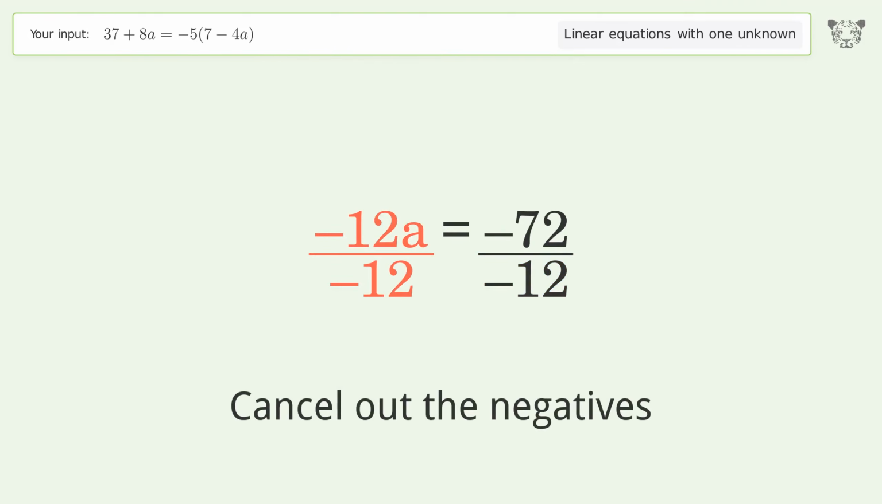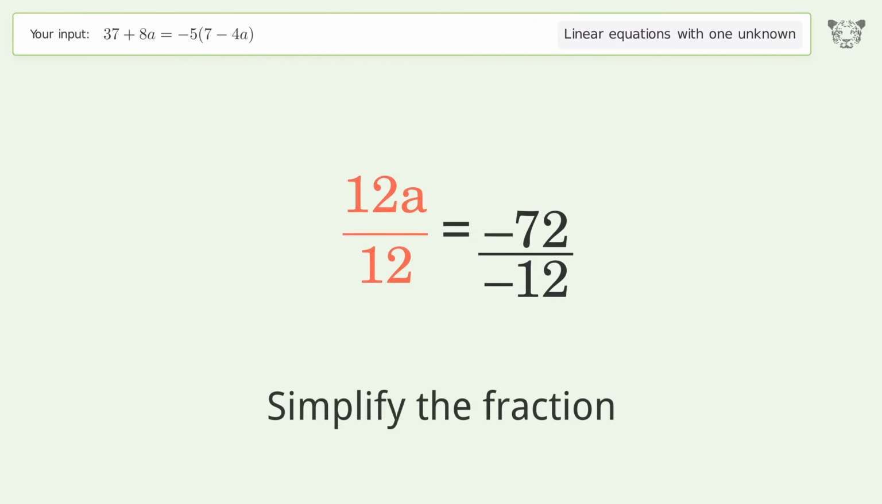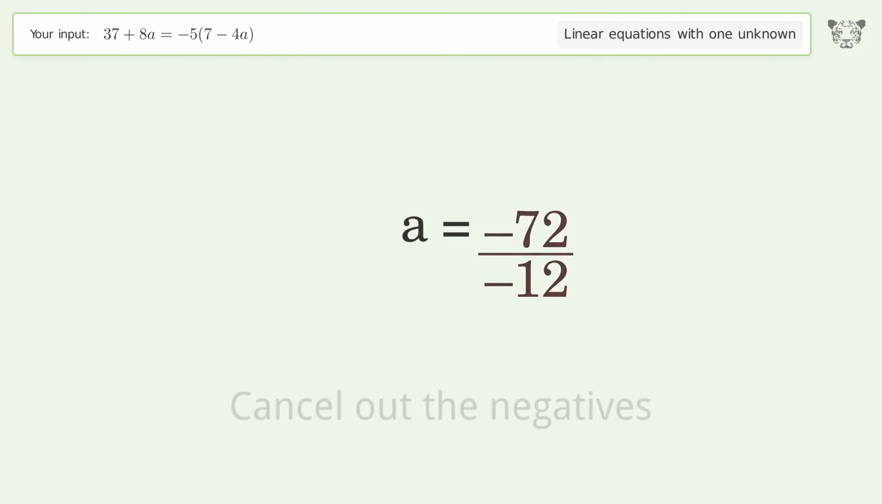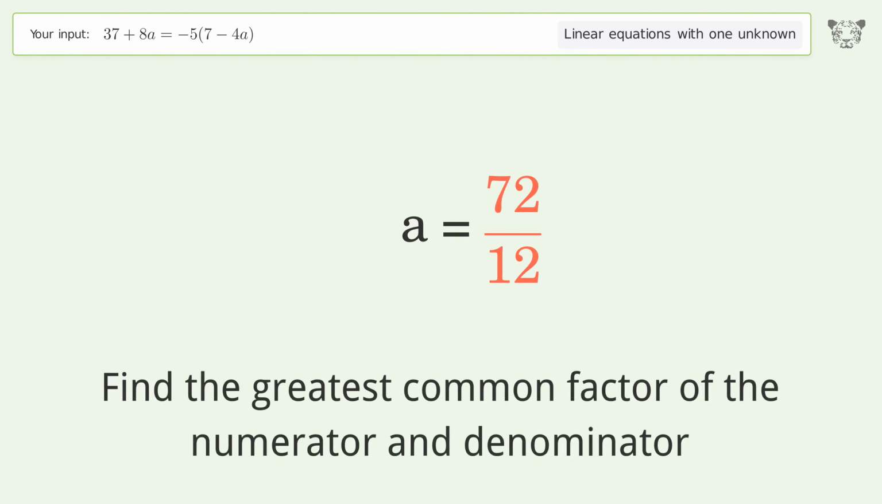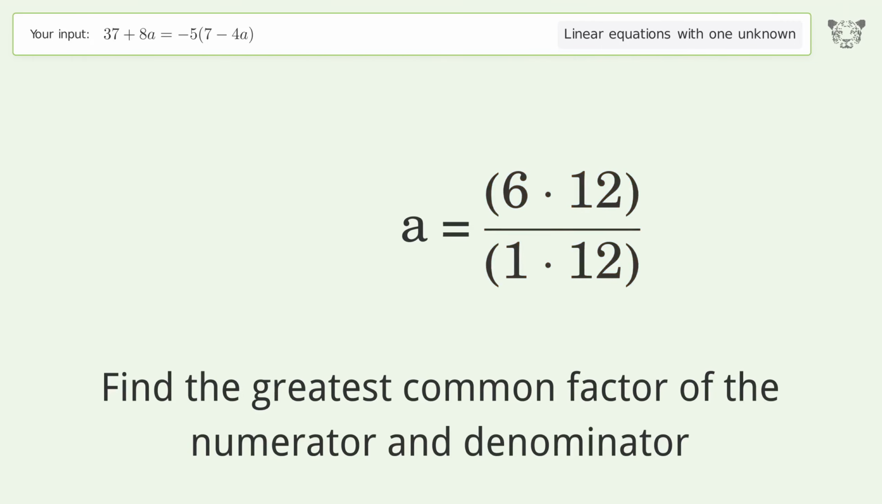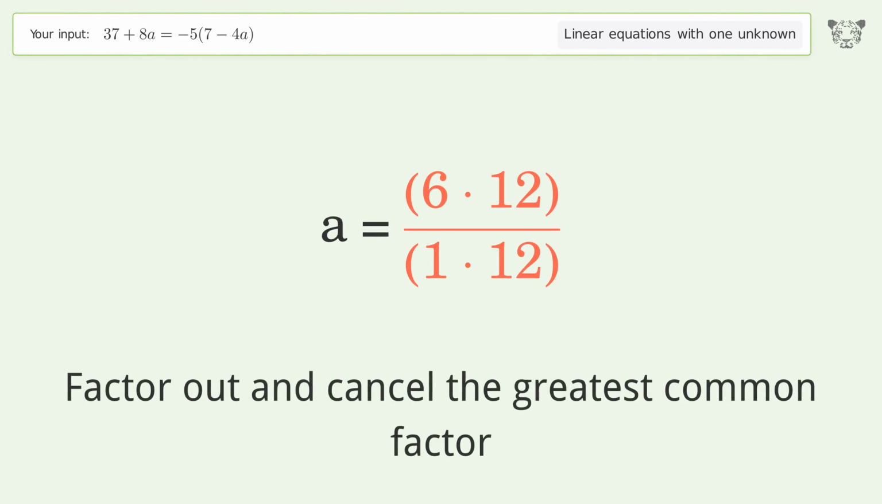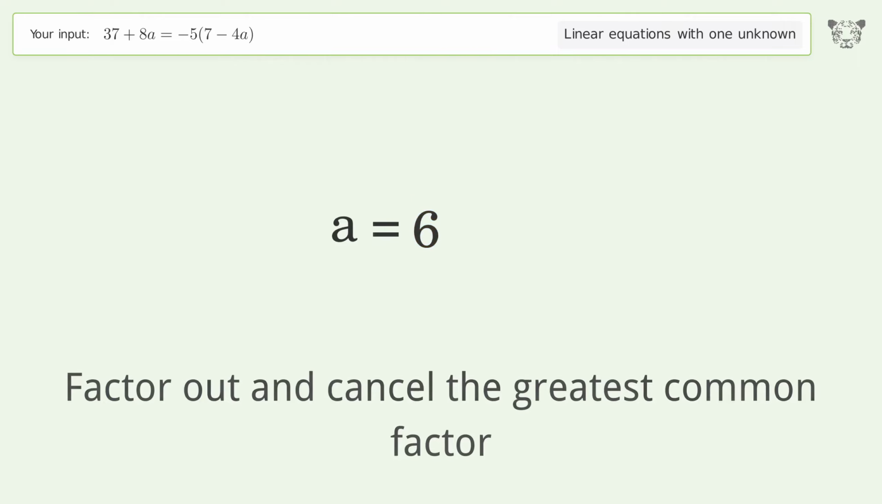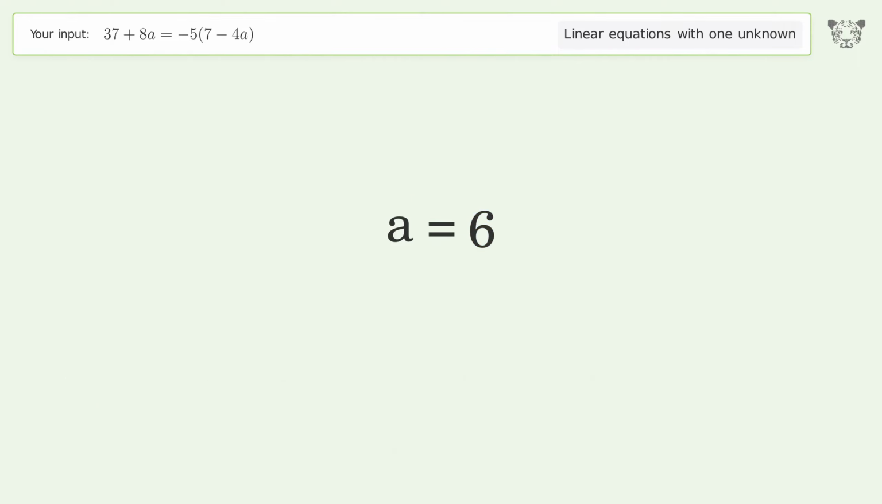Cancel out the negatives. Simplify the fraction. Cancel out the negatives. Find the greatest common factor of the numerator and denominator. Factor out and cancel the greatest common factor. And so the final result is a equals 6.